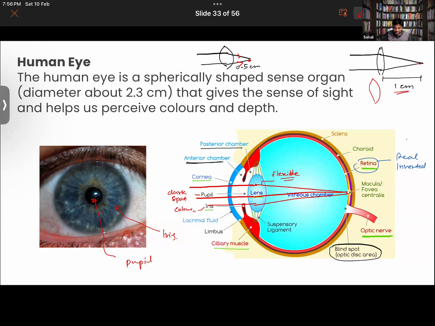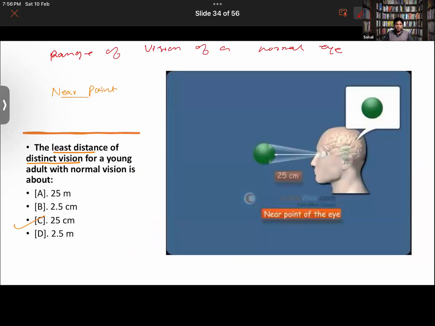Now consider this: if the eye is looking at a very far distant object, an object placed at a very far distance, right? Thereby the ciliary muscles will be relaxed. If the ciliary muscles are relaxed, thereby the lens will become thinner.